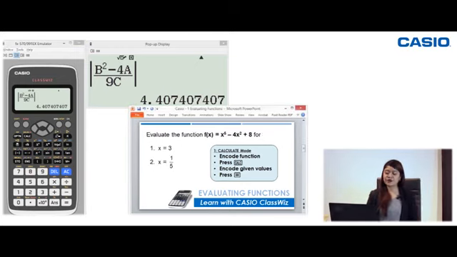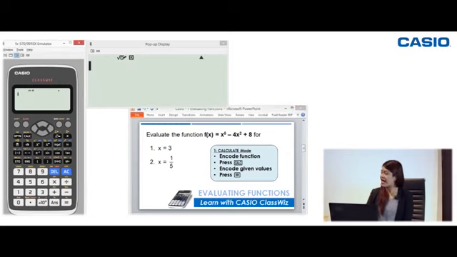Let's look at another function. In this case, we have a polynomial function, f of x is equal to x to the 5th minus 4x squared plus 8. And we want to evaluate this function for two values of x. x is equal to 3 and x is equal to 1/5. So first, we encode the function again in the calculate mode. We now evaluate the function f of x is equal to x to the 5th minus 4x squared plus 8.